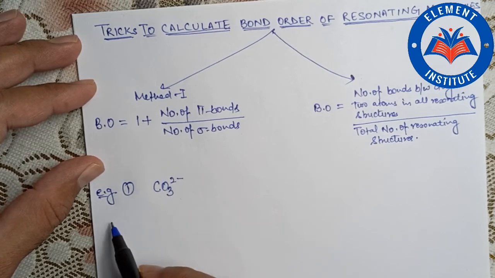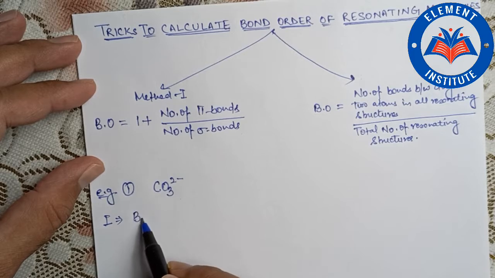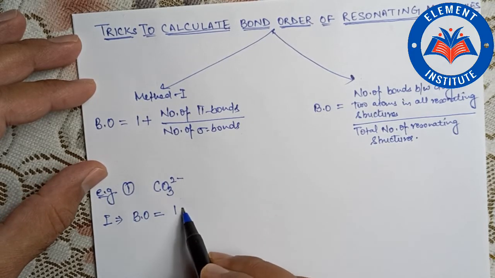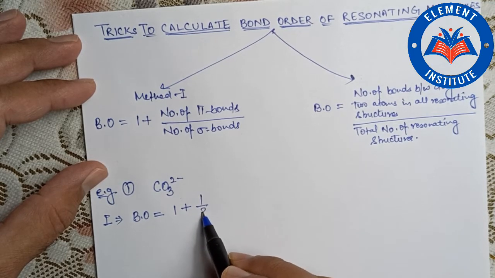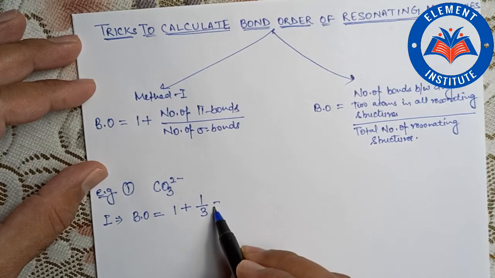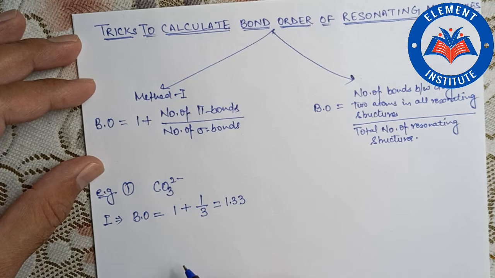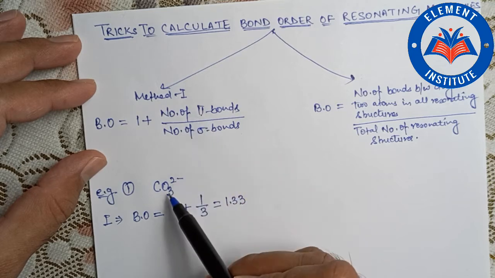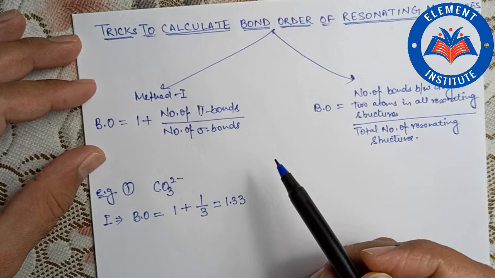So by using the first method, the bond order will be equal to 1 plus 1 upon 3, that is equal to 1.33. So the question arises, how do we know how many pi bonds and how many sigma bonds are there in this carbonate molecule?